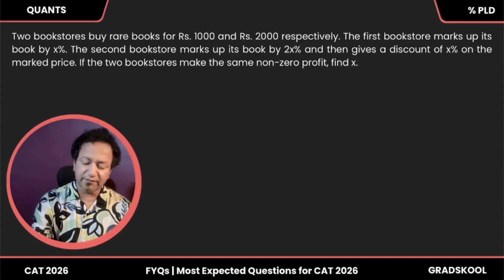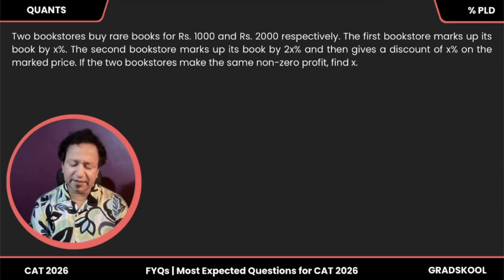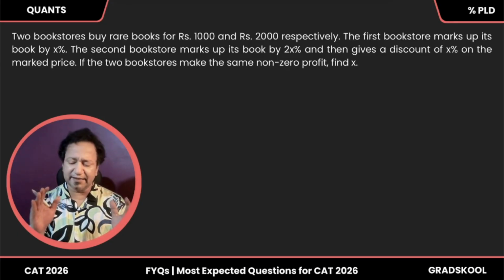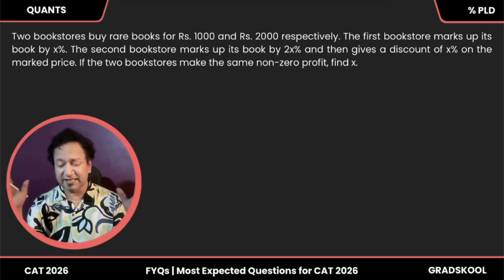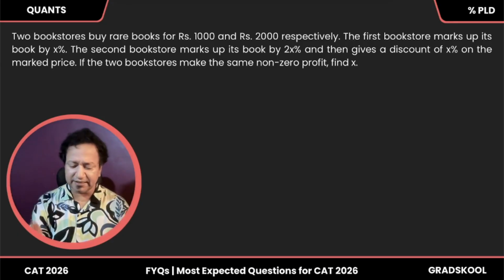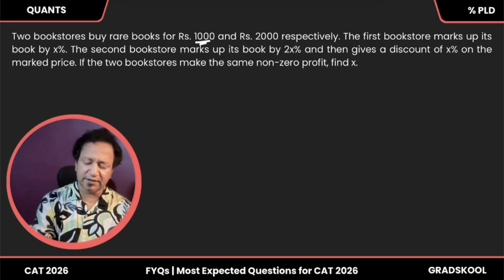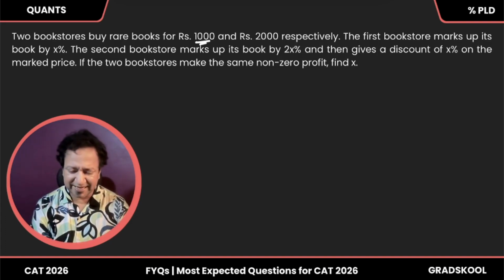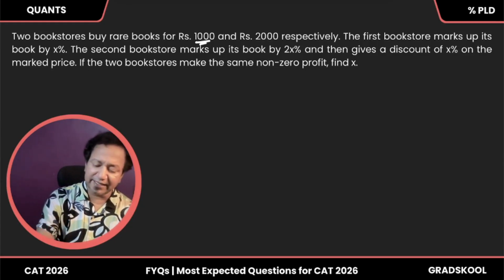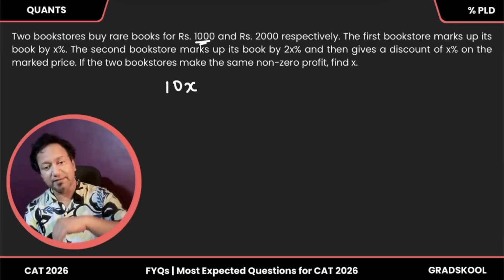So for the first one, we don't have to think much because they buy at 1000 and sell it at a profit of X% because there's no discount. So the marked up price is same as the selling price. So X% of 1000. What is that? 10X. So 10X is the profit for the first bookseller, which should be the same for the second bookseller as well.